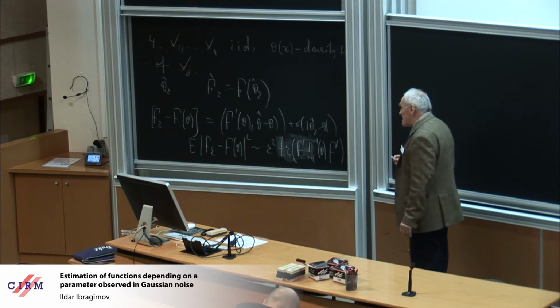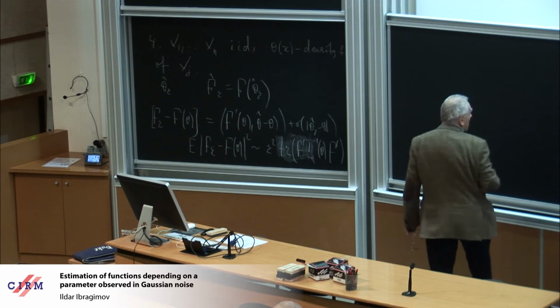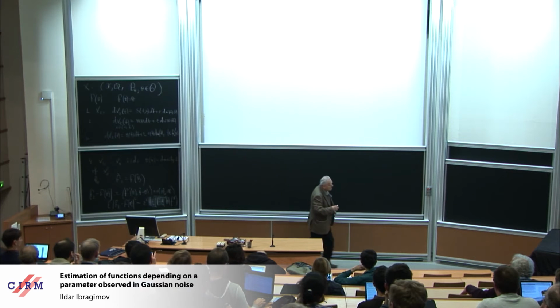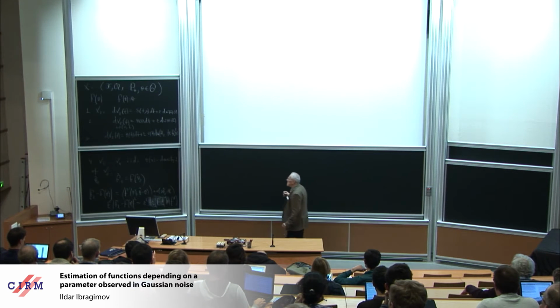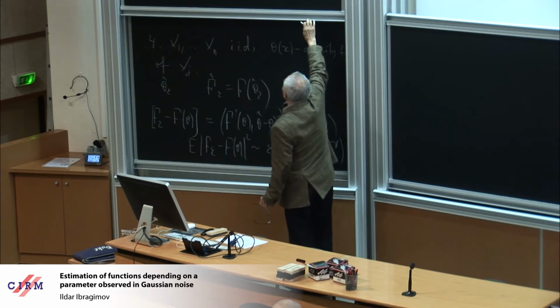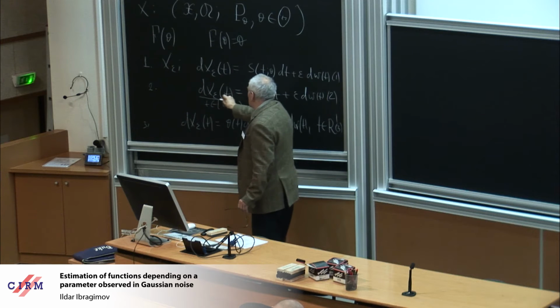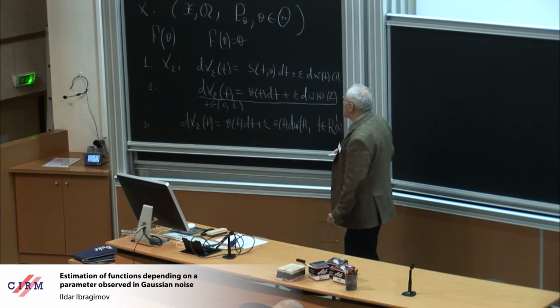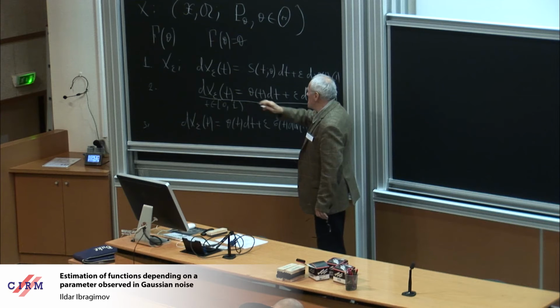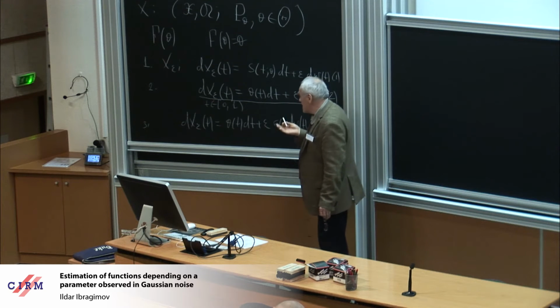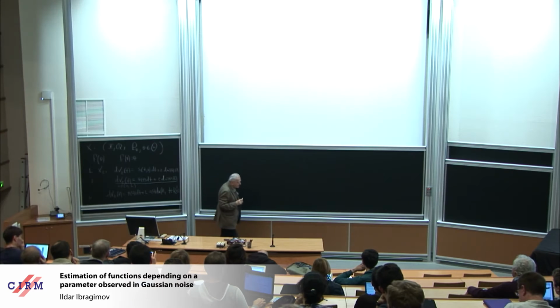And the situation drastically changes if theta is infinite dimensional. In this case, everything will look very, very different. Well, so let's deal with observation scheme 2. Suppose that the unknown parameter theta belongs to some subset Theta of L2 functions. So now theta is infinite dimensional and it is a subset of Hilbert space.